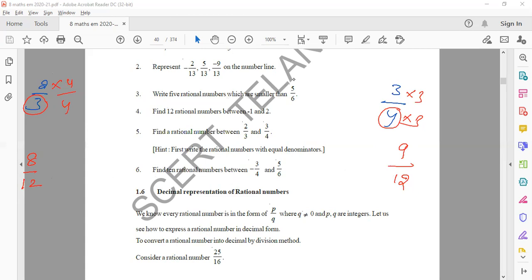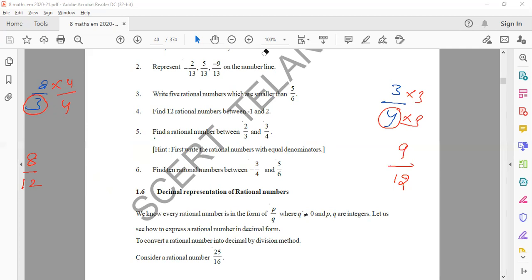But if you start writing 8, after that what you get is only 9. You'll get 9 by 12, but only one number. But what are the numbers they want? Find the rational numbers between 2 by 3 and 4 by 5. Write the rational numbers with equal denominators. Okay, you got one number, you write it.